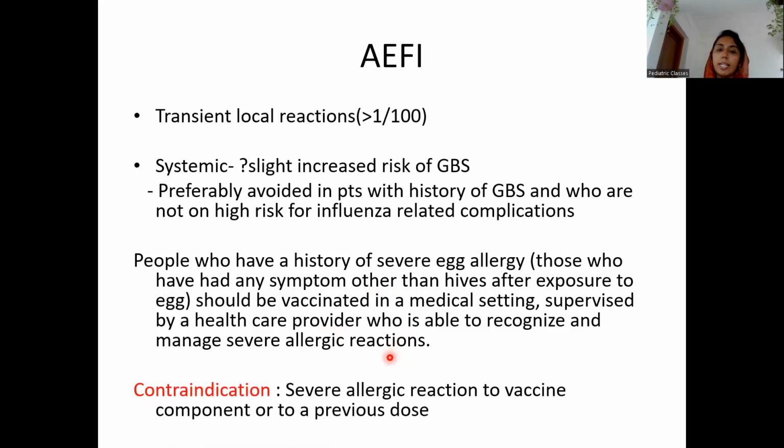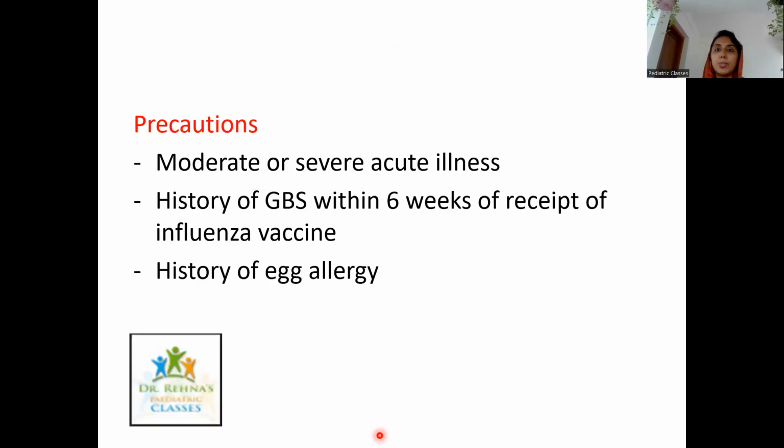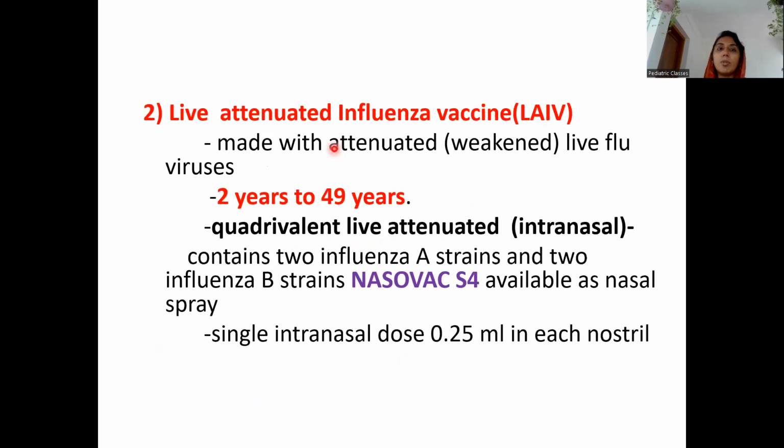Absolute contraindications are severe allergic reaction to a vaccine component or to a previous dose. What are the precautions of this vaccine? These include moderate to severe acute illness, history of GBS within 6 weeks of receipt of influenza vaccine, or history of egg allergy. Now coming to live attenuated influenza vaccine, they are made with attenuated or weakened live flu viruses.